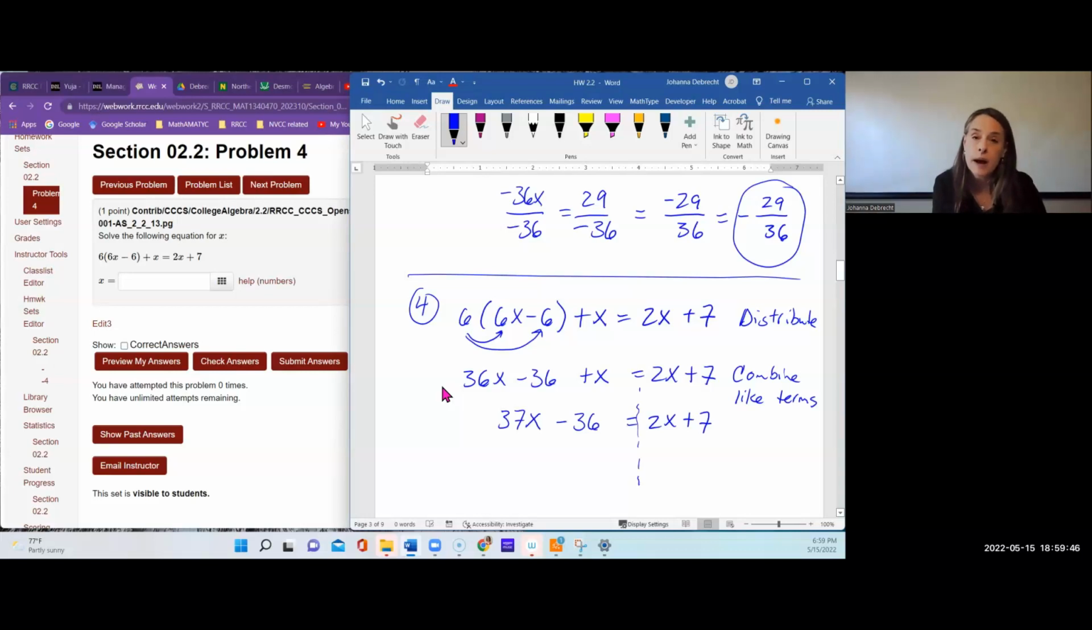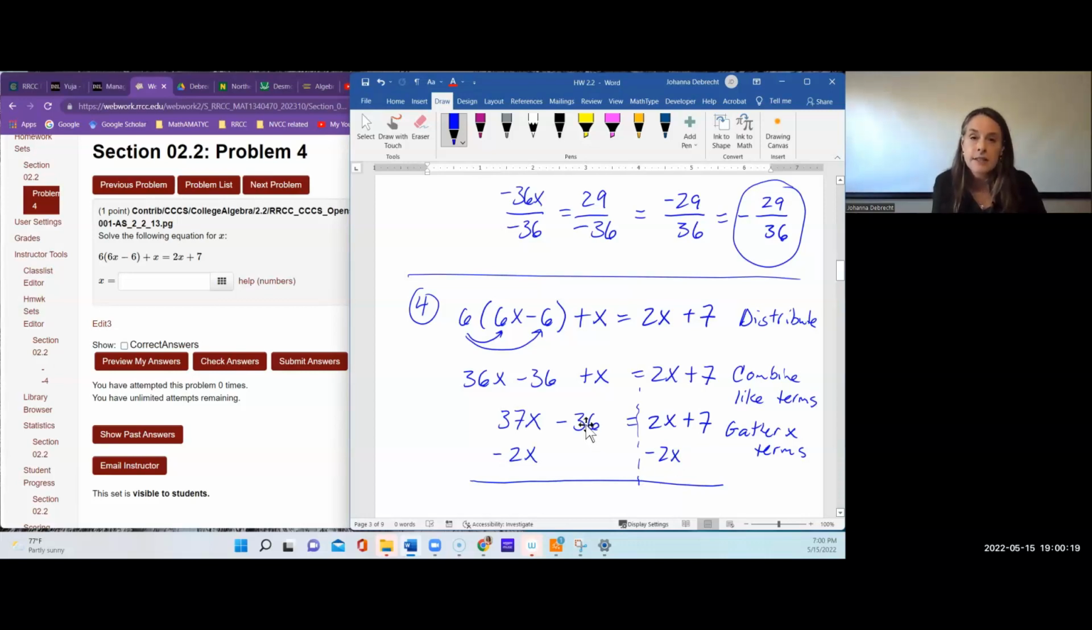Now we want to combine or gather our x terms. This time I look at the 2 and I see which one is the smaller. They're both positive, 37x and 2x. So I move the smaller one, which is 2x. When you always move the smaller one, you avoid having negatives. When I subtract the 2x, I subtract it from both sides of the equal sign. That keeps the equation balanced and still equivalent to the original problem.